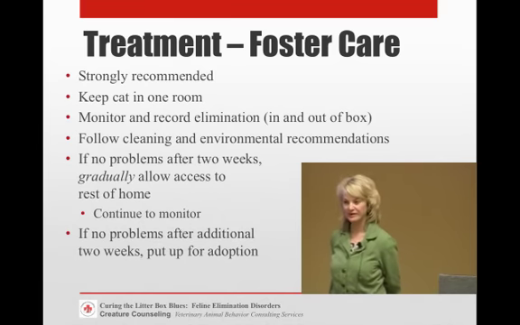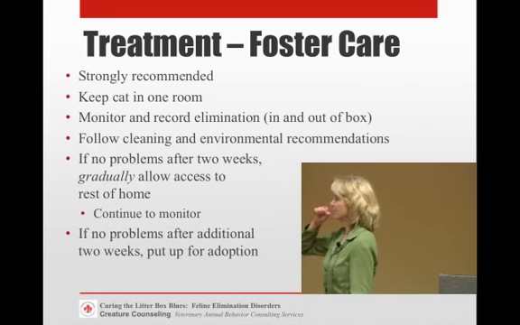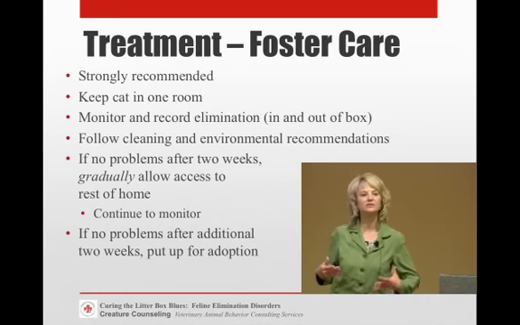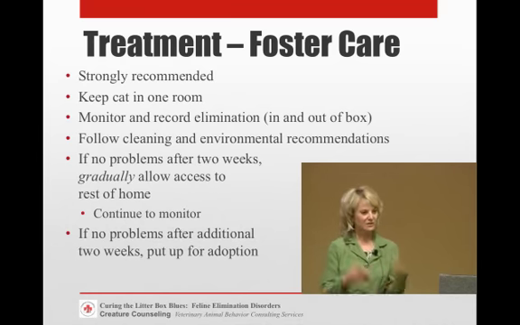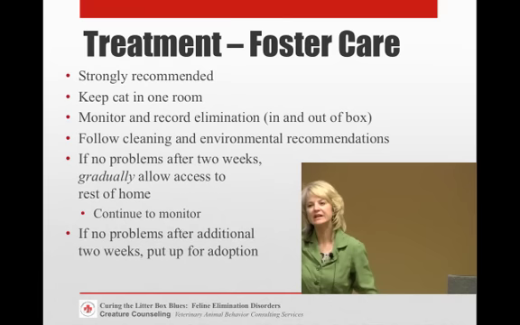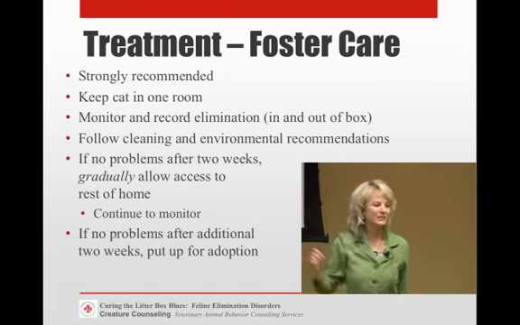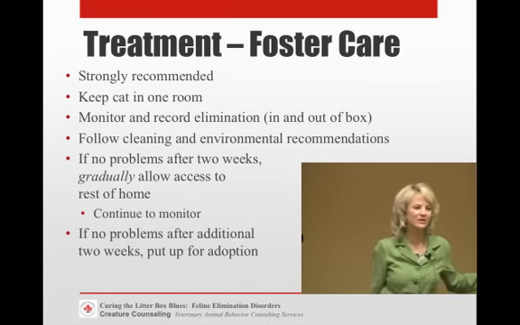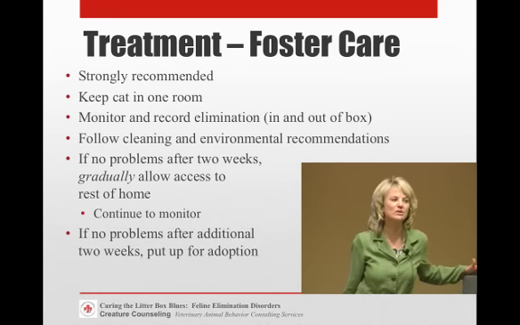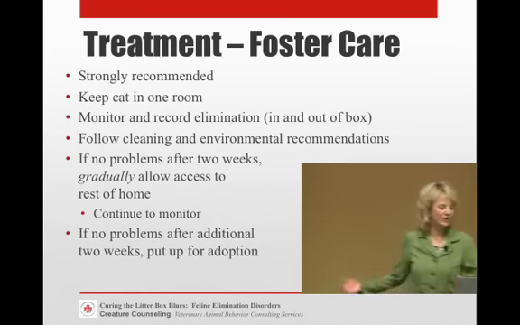After 2 weeks, if the cat is using the litter box in a defined area, we say okay, continue to monitor, but we'll gradually expose them to the rest of the household. The key here, you guys, is gradual. The biggest mistake I see people make over and over again is that we give cats too much access to too much territory all at once, and it's too hard for them in most cases. So foster care is best.